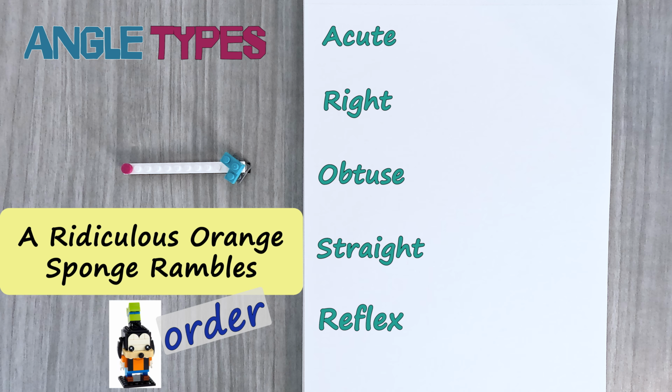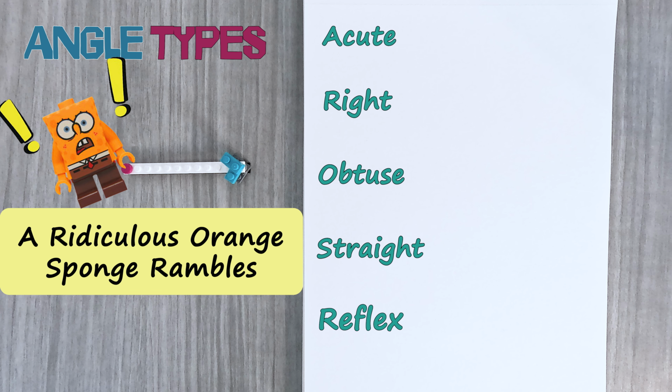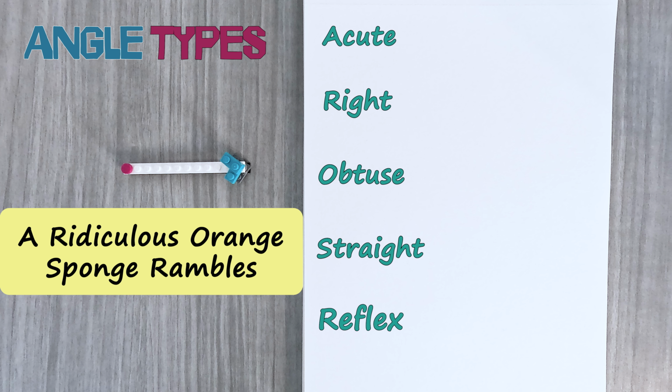It's a little goofy, but it's "a ridiculous orange sponge rambles." Kind of think of an orange SpongeBob to help you remember that. You can see that A matches with acute, RI from ridiculous matches with right, O from orange with obtuse, S from sponge with straight, and then the beginning R and second to last E matches for rambles and reflex.